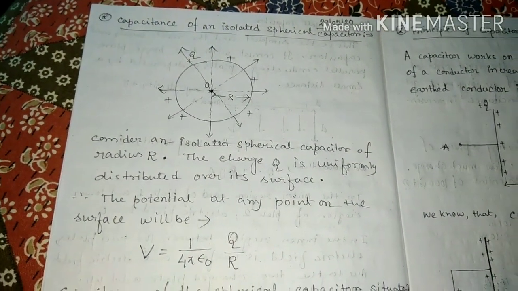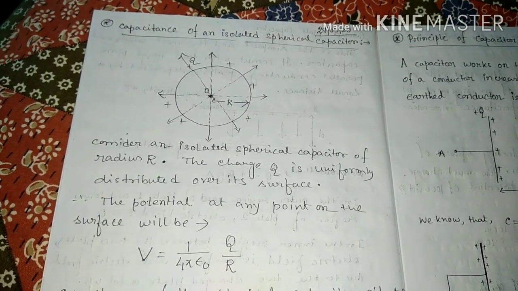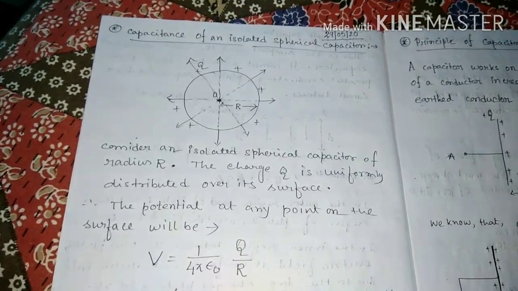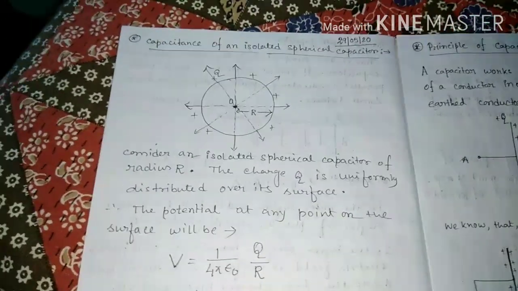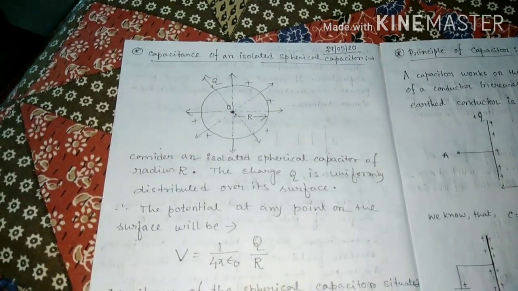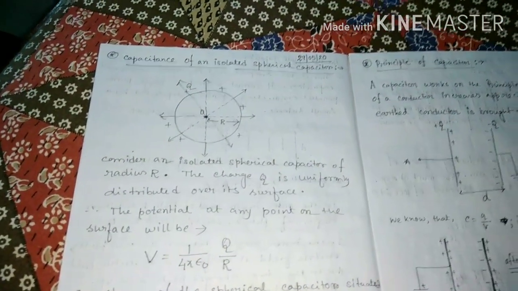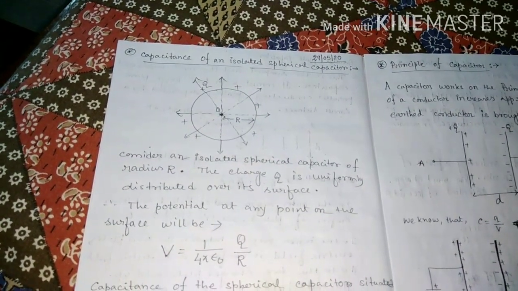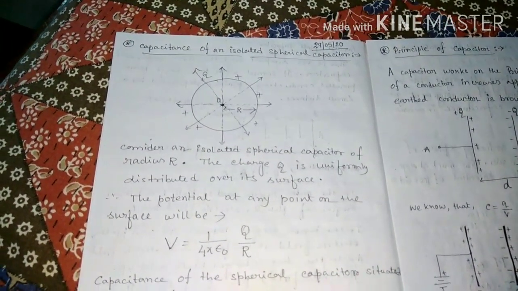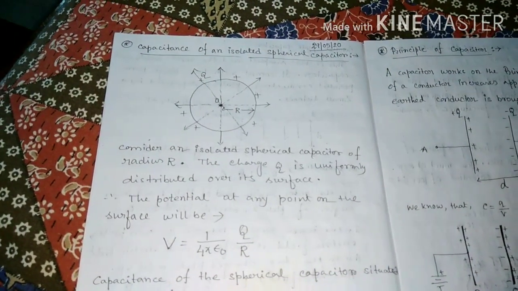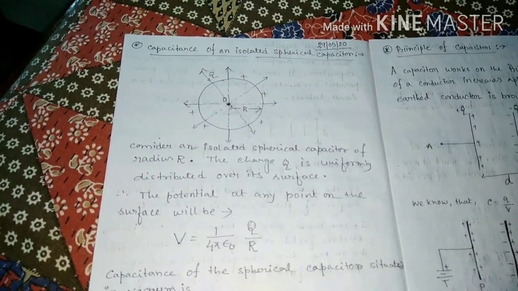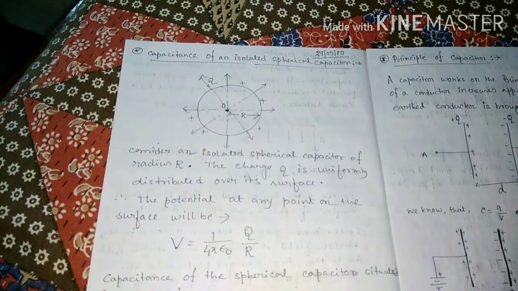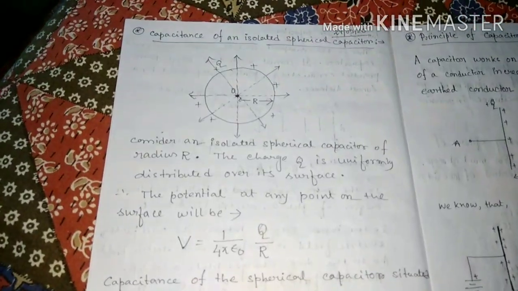In the previous video we discussed the difference between capacitor and capacitance, and we studied that the capacitor is a device and capacitance is its property, its ability to store charges, and how much charge it can store. So today we study the capacitance of an isolated spherical capacitor. Let's see the diagram.